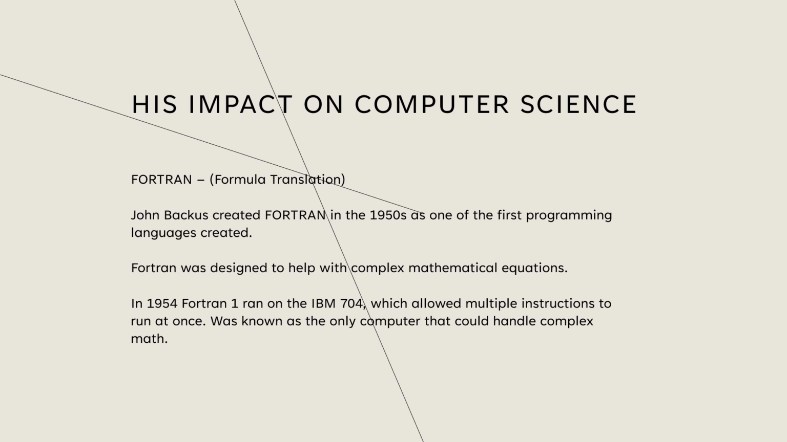He created Fortran, standing for Formula Translation. It was one of the earliest high-level programming languages, created in 1957 by John and his team at the International Business Machines, better known as IBM. It was designed to simplify programming and make scientific and engineering calculations more efficient.